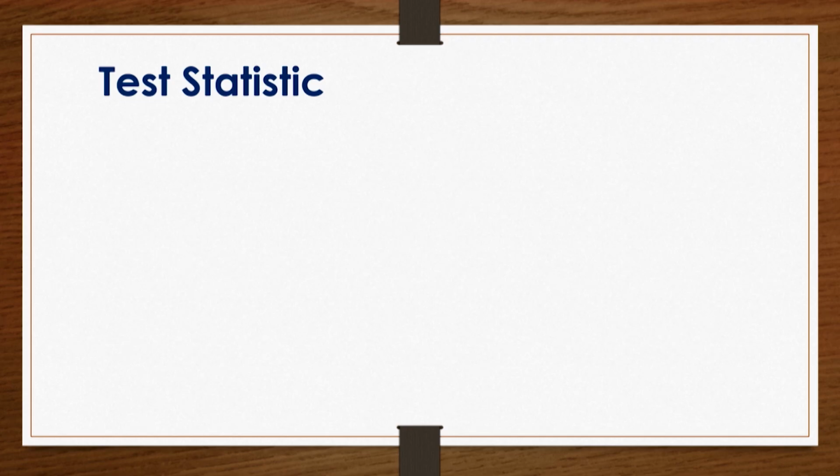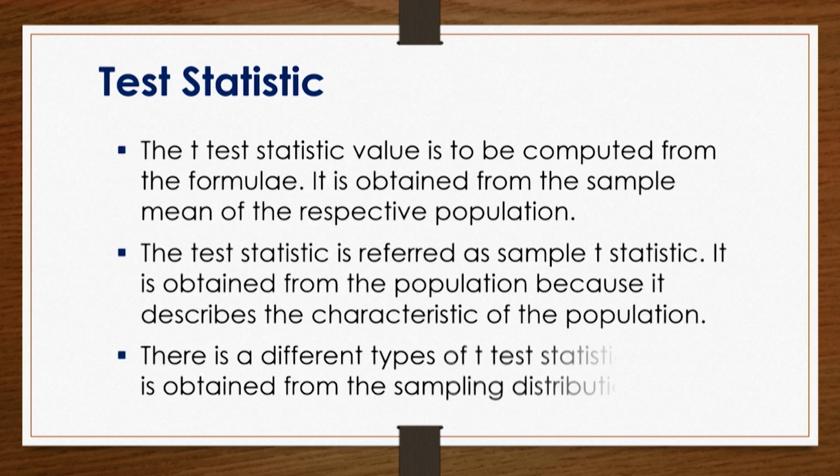Students, in this video we are going to study the importance of obtaining the test statistic for the difference between two means, by describing the mean difference and standard error of mean difference. Test statistic is an important fourth step in the statistical procedure. Here the t-test statistic value is to be computed from the formula.